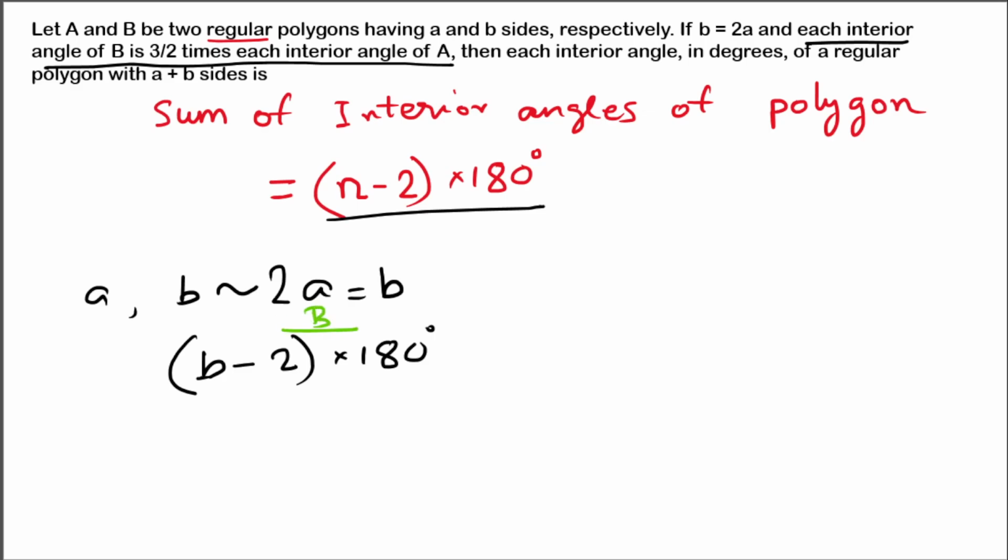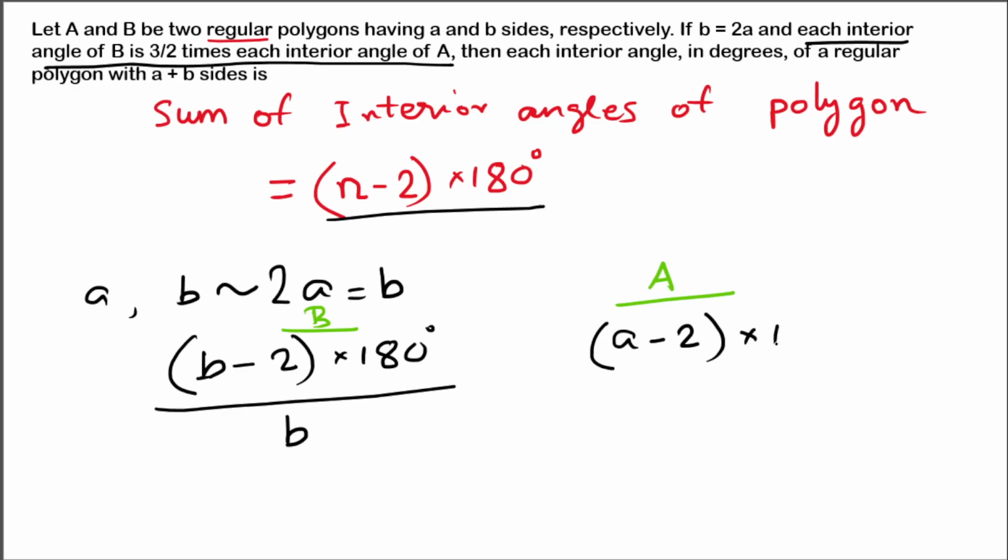Now since it is a regular polygon, all the interior angles will be equal. So each angle will be this for B, right? And for A we can write the same thing, just replacing B with A. So this is A minus 2, and I will not change the color just to not confuse anyone. So this is for polygon A: A minus 2 into 180 degrees, divided by A.